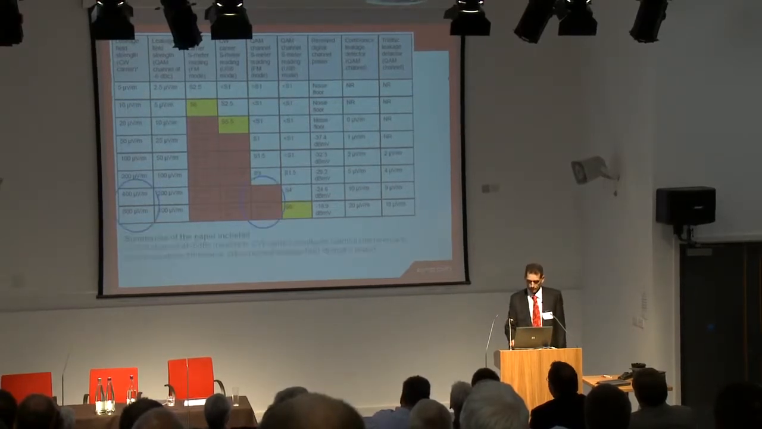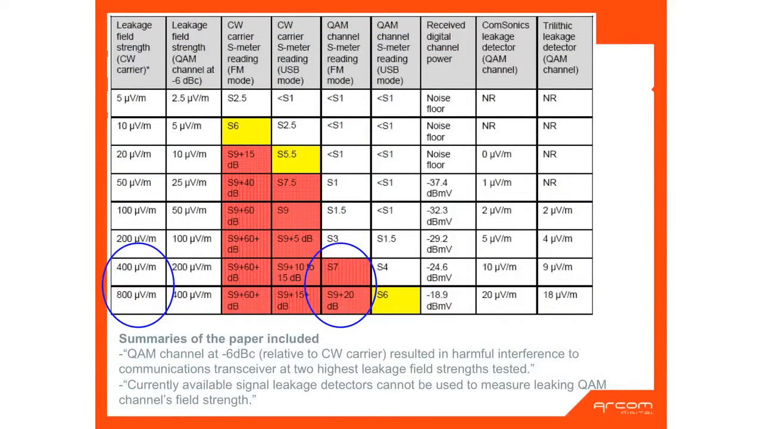So they found that a QAM channel of this field strength is actually affecting transmission of the ham transceiver. This is a narrow band transmission, and the wide band signal is disturbing that transmission. That interference is causing communication stop.